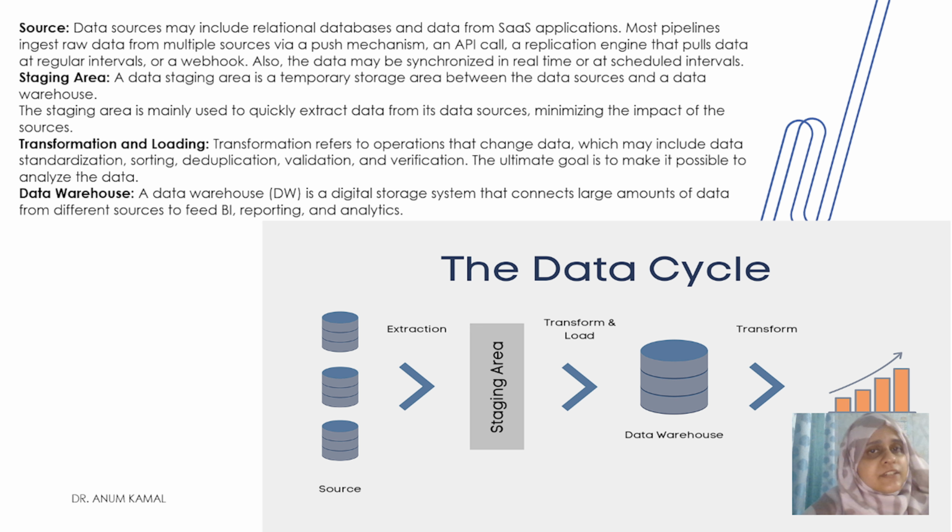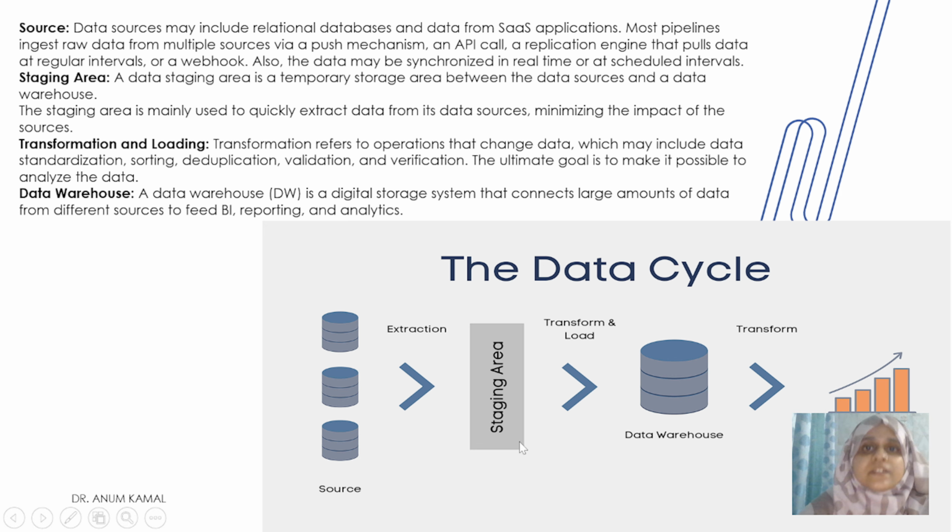Then, after extraction of the data, it moves into a staging area. This is a temporary storage location between the data source and the data warehouse. Its purpose is to minimize the impact on the source system. In the staging area, data is simply extracted and placed. No transformation usually occurs at this stage.